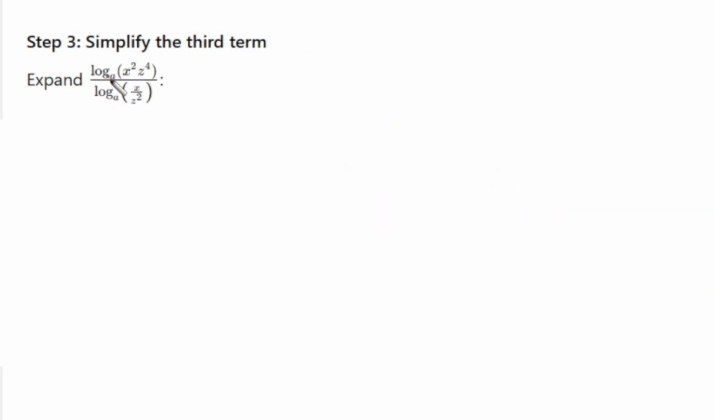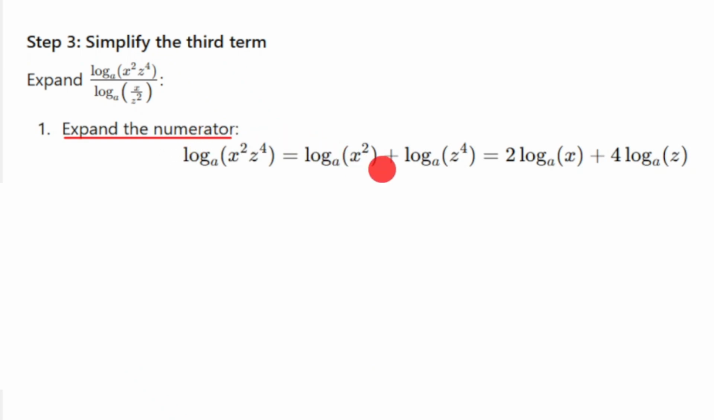When we expand logarithm of x squared z to the power of 4 to the base a over logarithm of x over z squared to the base a, we expand the numerator first. By using the product rule, we get logarithm of x squared to the base a plus logarithm of z to the power of 4 to the base a. Again, by applying the power rule, we get 2 times logarithm of x to the base a plus 4 times logarithm of z to the base a.